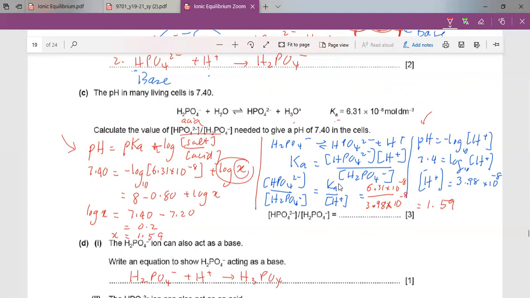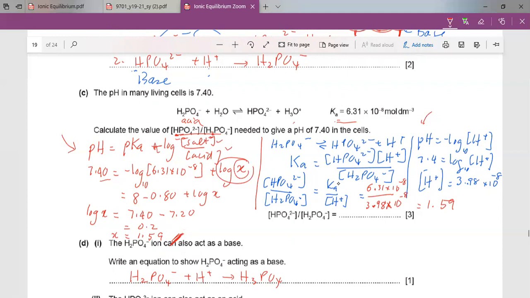Now here, the value is inverse, so you must remember this. This is the salt and this is the acid, so it's salt over acid. You must look at this carefully. This is the salt, this is the acid, H2 here. So pH is 7.4 here, and the pKa is given. I do the maths and I got the answer: the ratio is 1.59.